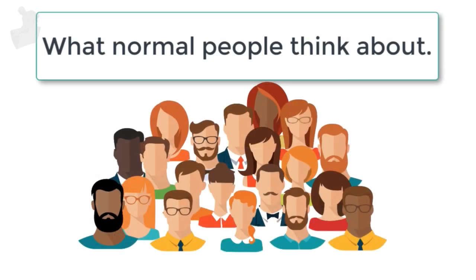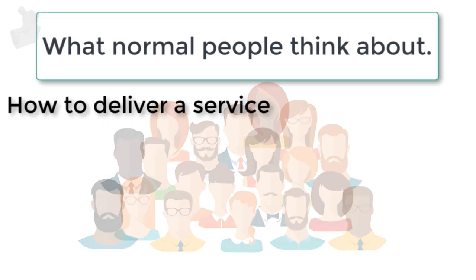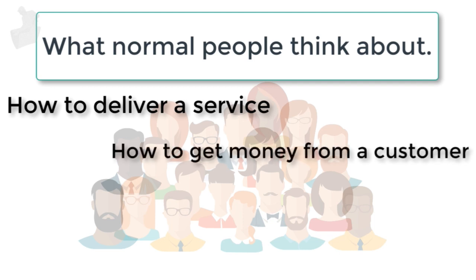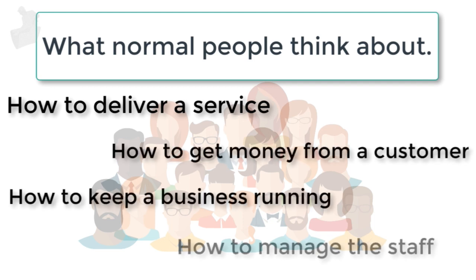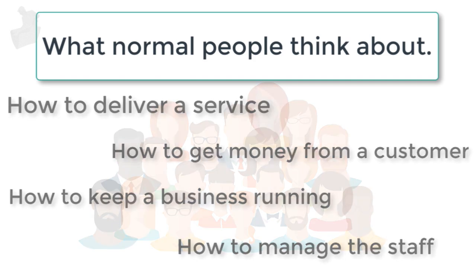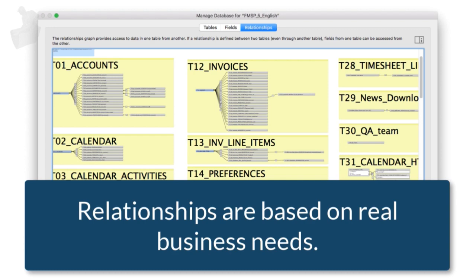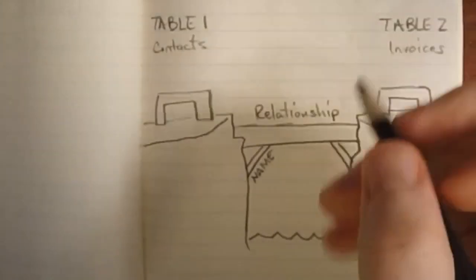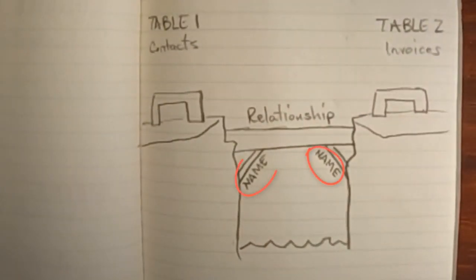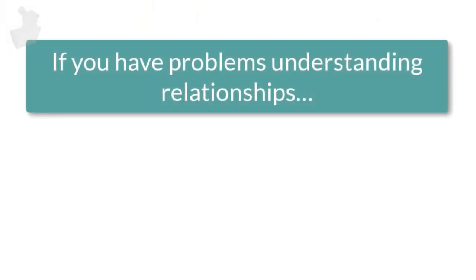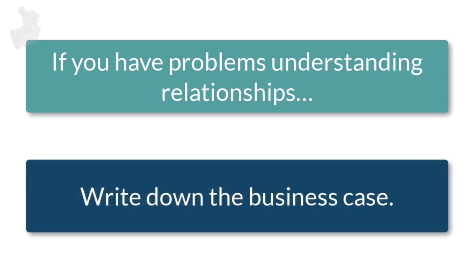If you're a normal business person, you're thinking about how to deliver a service or a product to a customer, how to get the money back from that customer, how to keep the business running, how to manage the staff and employees, make sure everyone's trained, all these important things that go on in your business or in your educational institution or maybe in your nonprofit. And the important thing to take away is that all these relationships are based upon real business needs. I want to remind you that a relationship is based upon two key fields. And that was the two key fields that made the bridge. In fact, if you have a hard time creating a relationship or understanding the relationship, the first step is to actually write down the business case.